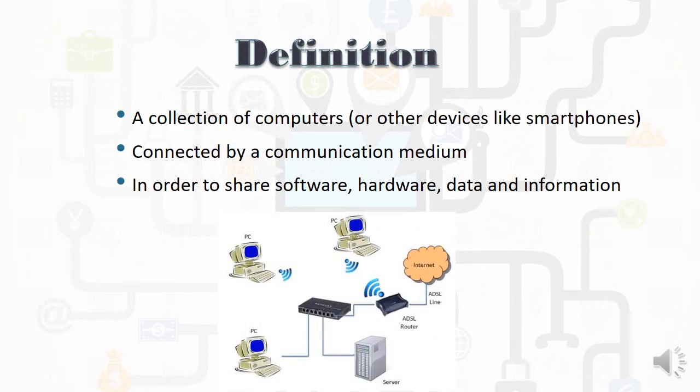The definition of a network is a collection of computers or other devices like smartphones that are connected by a communication medium in order to share software, hardware, data, and information. Now, a communication medium is not necessarily a physical hardware channel along which communication can travel. It can also be Wi-Fi or the air. It's just the channel, the way that communication happens.